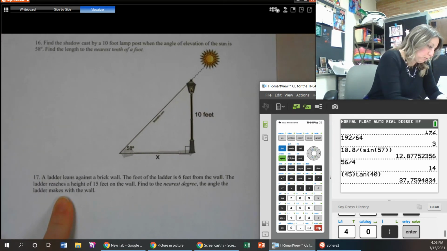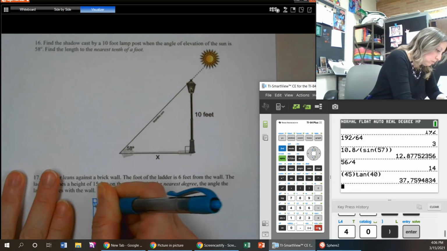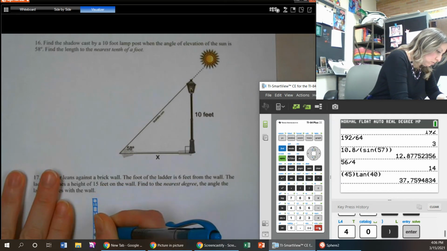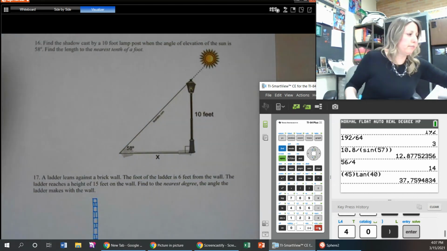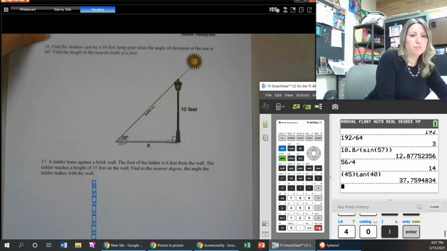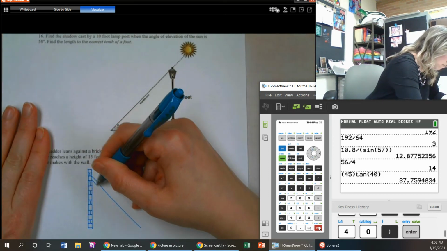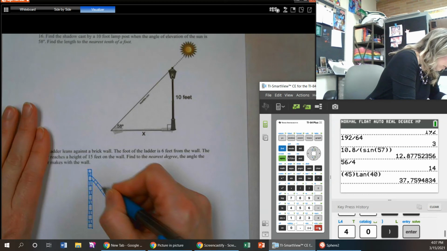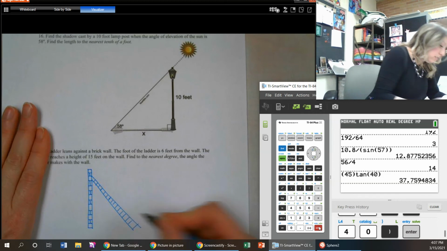A ladder leans against a brick wall. Got it. Brick wall. Yes, I take the time to do that. Look how pretty it is. Come on. Ladder. Okay. My perspective won't be as good this time. Yikes. This is not a ladder I'd want to be walking across.